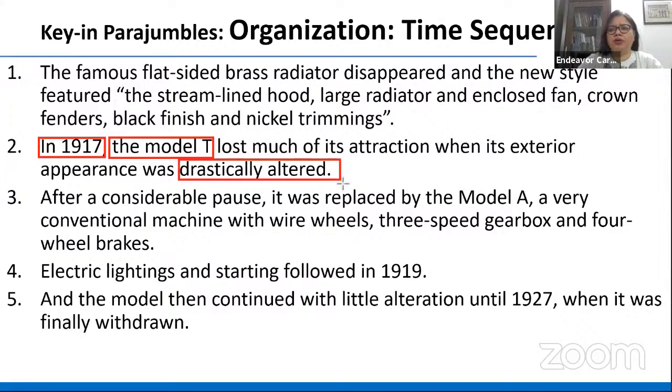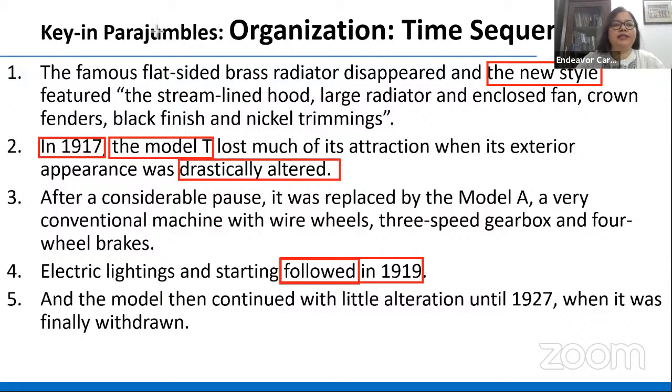Where else are we talking about alteration? We are talking about alteration in sentence 4. Electric lightings and starting followed in 1919. So you'll be tempted to take this. But then when you look at sentence 1, that's also talking about alteration. The famous flat-sided brass radiator disappeared, and the new, altered style featured all these things. In 4, you have the word followed, which means this is a change, an alteration that you place after you mention 1.